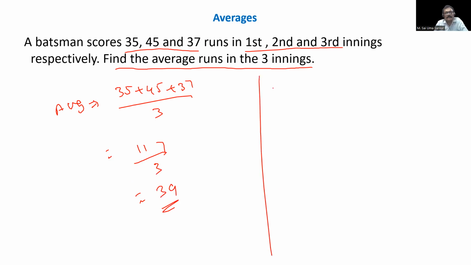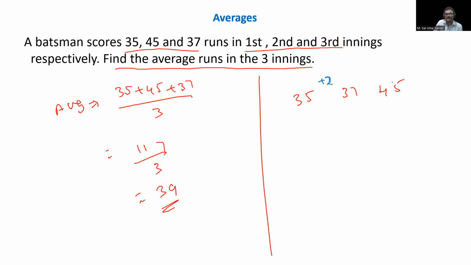Now, what is the other case? Here, the numbers are 35, 45, and 37. First, you write down numbers in the ascending order: 35, 37, and 45. Let us take the middle one as an average. Now, what is the difference between 35 and 37? This is equal to plus 2.